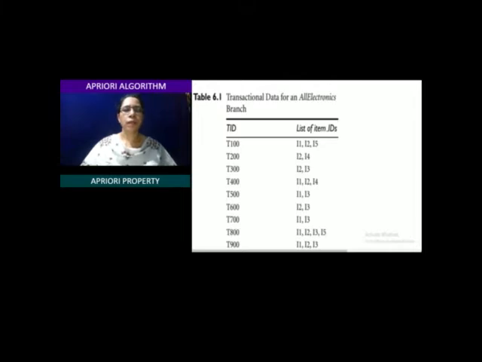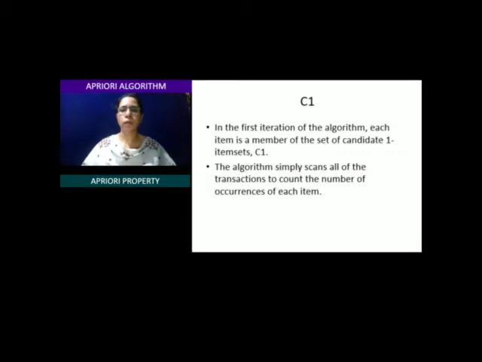In transaction ID 100, there are 3 items purchased, I1, I2, I5. In transaction 200, 2 items are purchased, I2 and I4, and so on. Now, for finding the association rules, in the first step, we find candidate 1 item set, that is C1. In the first iteration of the algorithm, each item is a member of the set of candidate 1 item set. So the algorithm simply scans all the transactions to count the number of occurrences of each item.